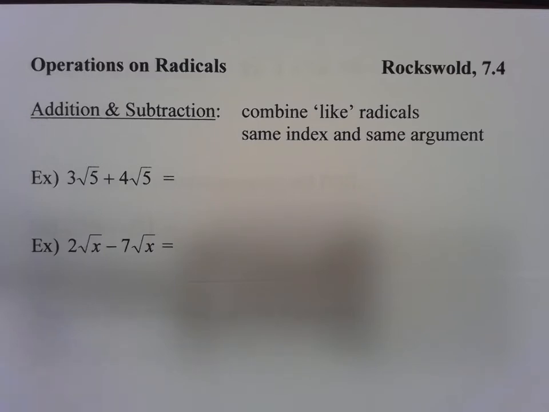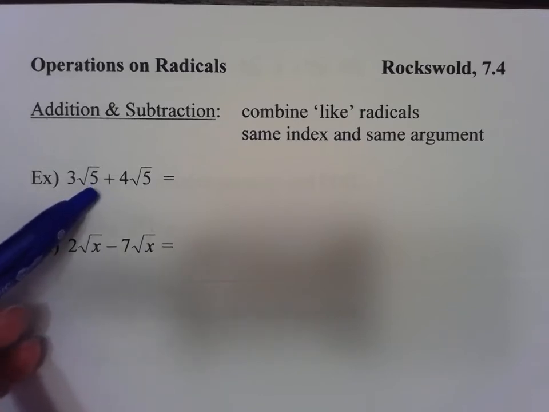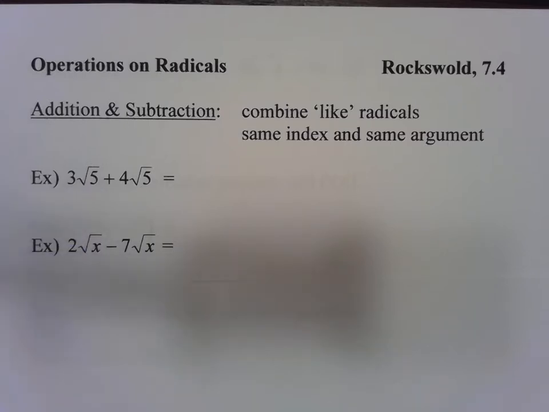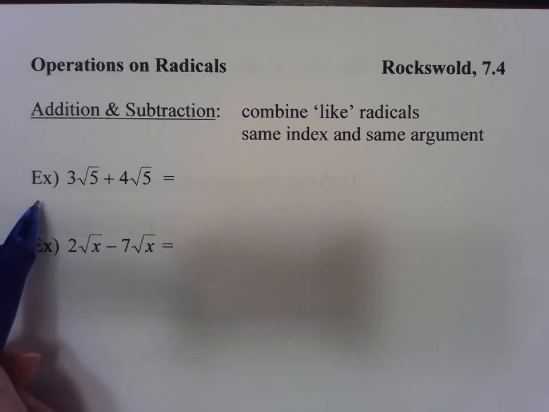If I want to add two square root or cube root expressions together, I'm going to combine like radicals. In order for the radicals to be alike, they have to have the same index, which means they're both the same type of radical, both square roots or both cube roots, etc. And they have to have the same argument. The argument would be what's inside the radical. For example, here, the argument would be a 5. Okay, so we'll try this example first.